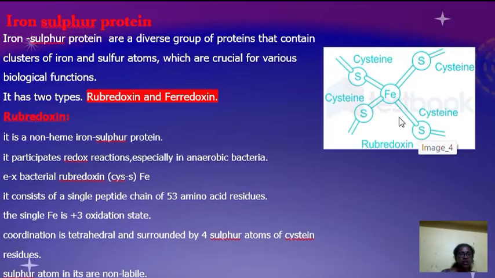It is a non-heme protein, whereas hemoglobin and myoglobin are heme proteins. In hemoglobin and myoglobin, iron atoms are in +2 oxidation state, whereas in rubredoxin, the iron atom is in +3 oxidation state. It has a tetrahedral structure surrounded by 4 sulfur cysteine residues. It has +3 oxidation state and the sulfur atoms are non-labile.